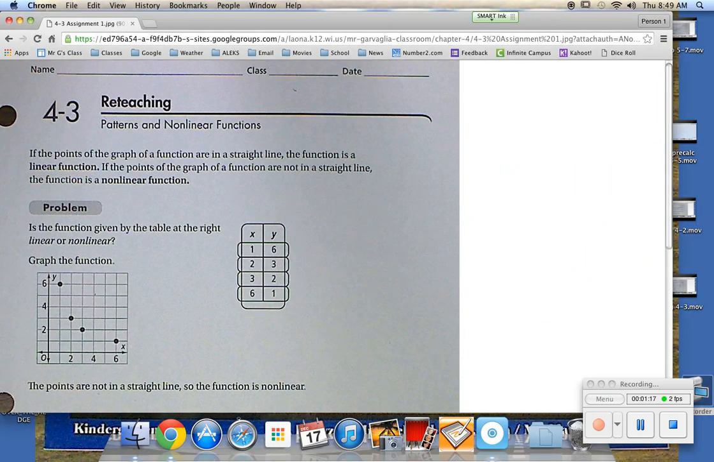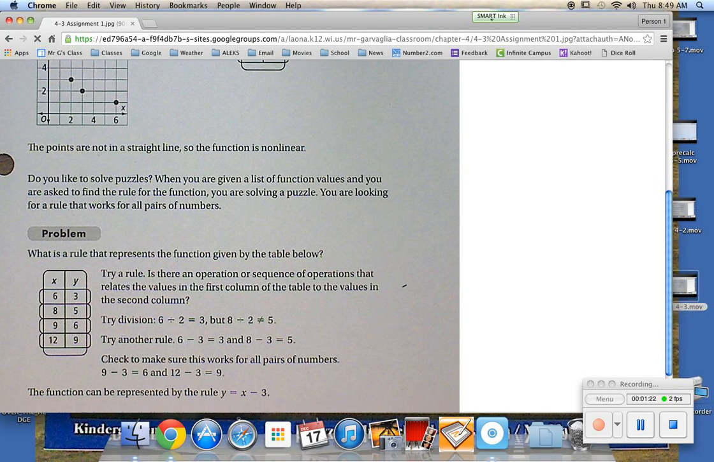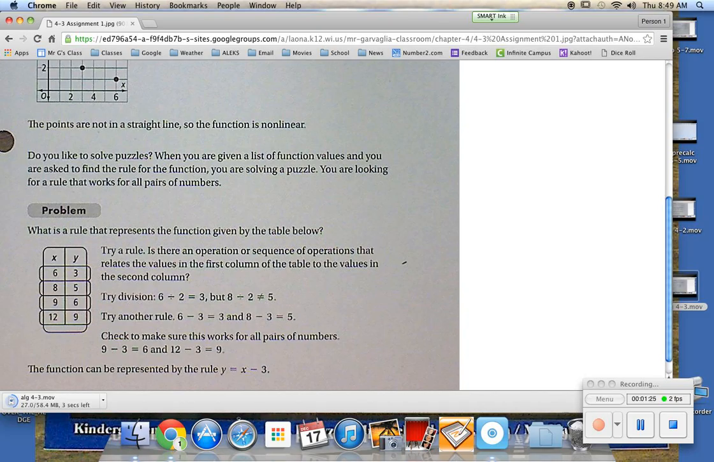The second part is going to be determining if there's a rule. What does that mean by try a rule? Well, let's take a look at this example. We're given this table right here. All right? And we look at it and we say, well, how does this go together? How can we figure out what the pattern, and really what the rule is, the pattern of what's going on?